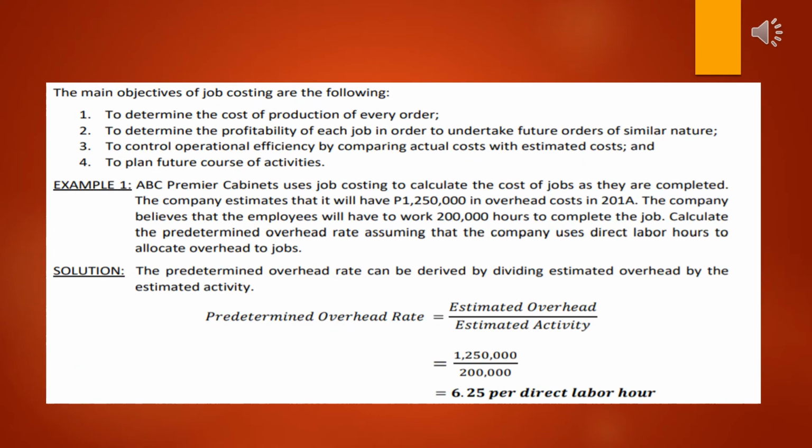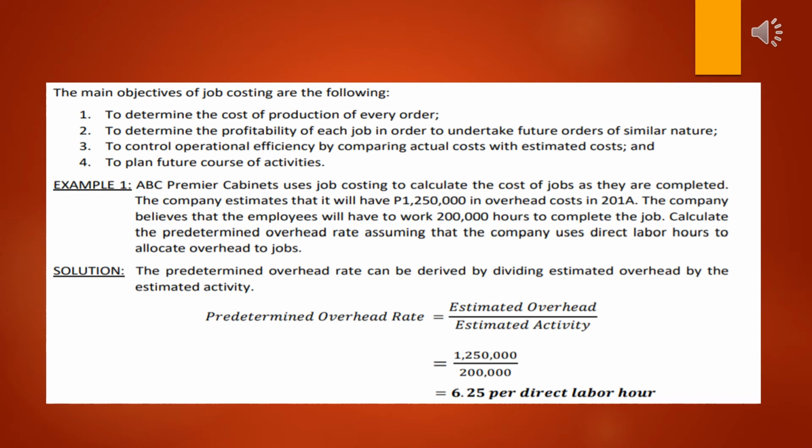Okay, so the main objectives of job costing are the following. First is to determine the cost of production of every order. So we are going to identify the cost per production, per order or specification. Then our objective is to determine the profitability of each order to undertake future orders of similar nature, and to control operational efficiency by comparing your actual costs with estimated costs. And the last is to plan future courses of activities.